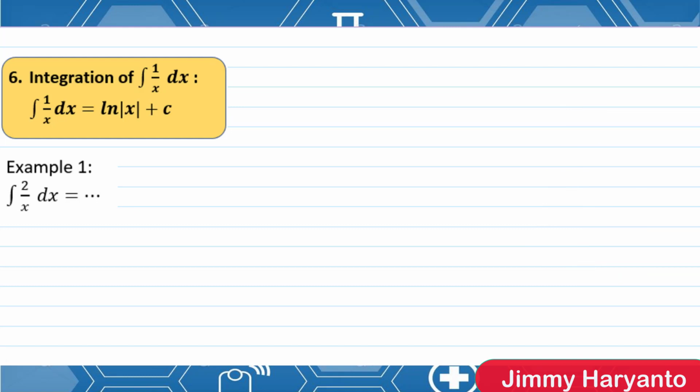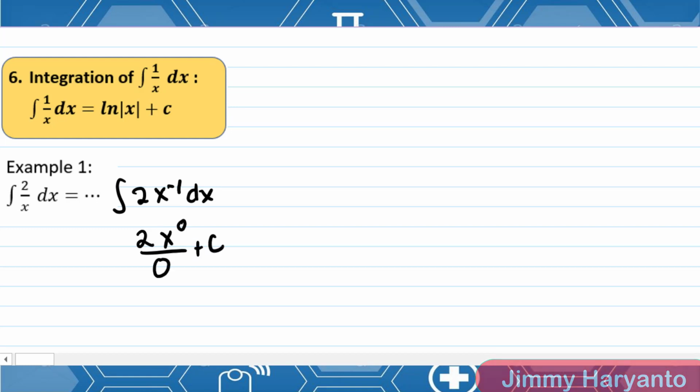And then the next is example 1. It's the integration of 2 over x. You can think like this: 1 over x means x to the power of negative 1 dx, and then you can use the normal method of integration. It will be x to the power of 0, since negative 1 plus 1 equals 0, over 0, plus c. But the result is an error, because any number divided by 0 is an error. So we cannot do it like that. With integration of x to the power of negative 1, or 1 over x, the result will be ln. So 2 times ln x and then plus c.